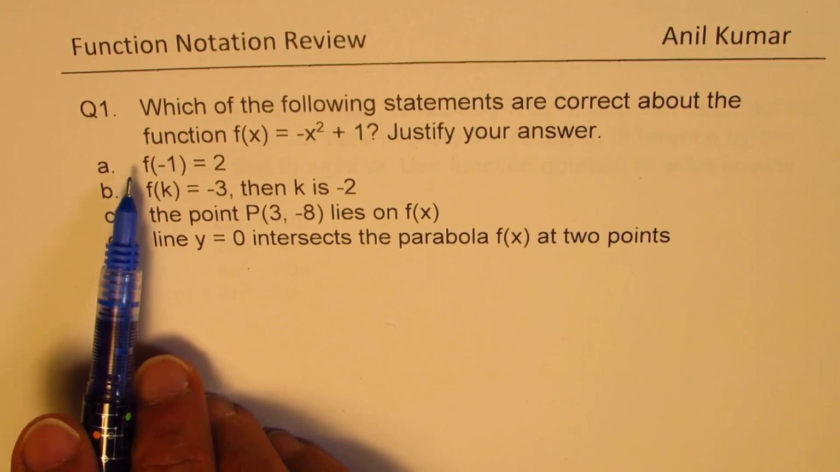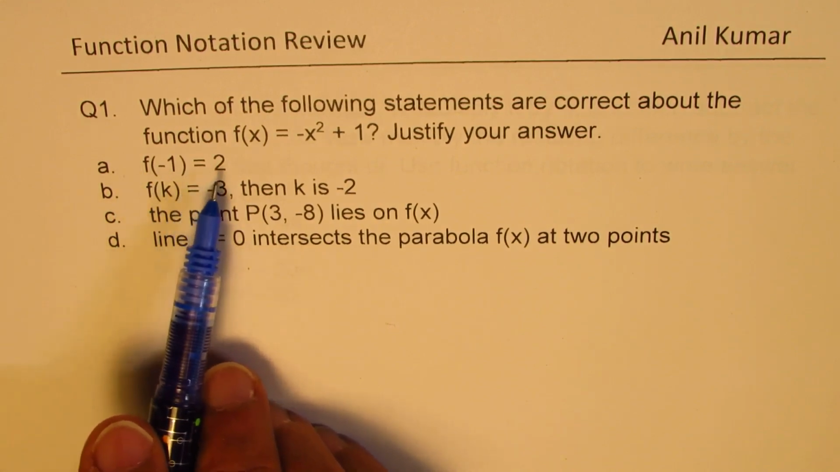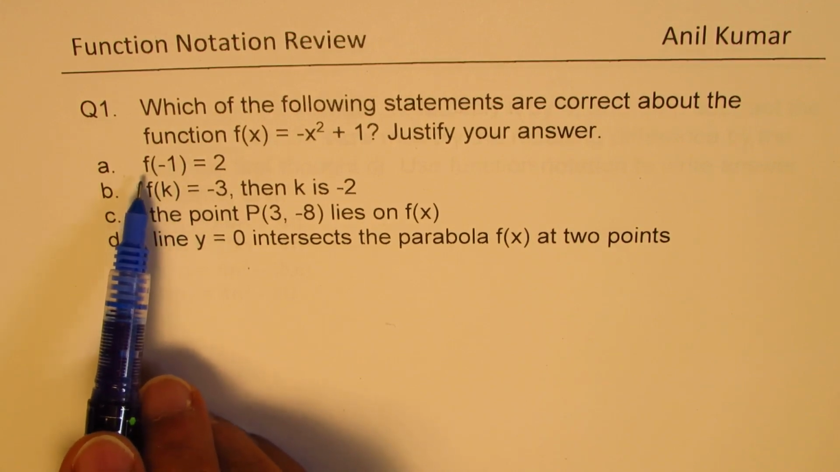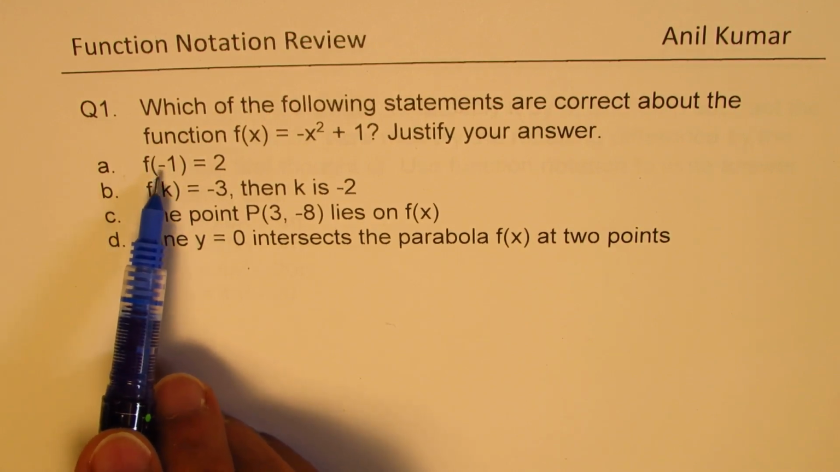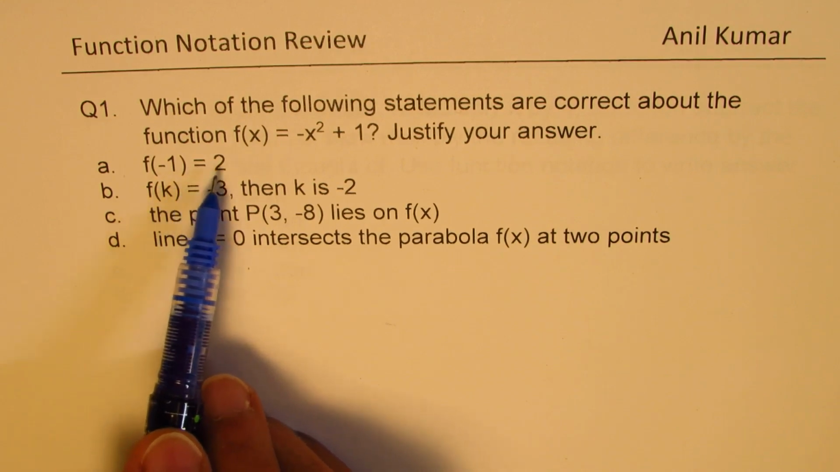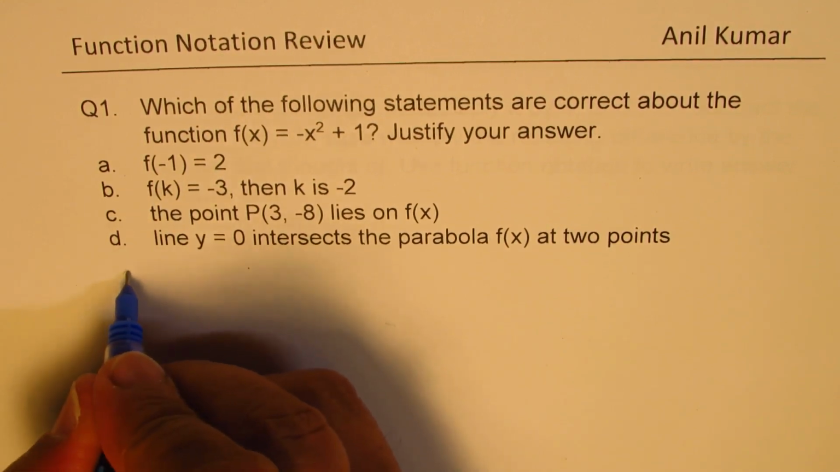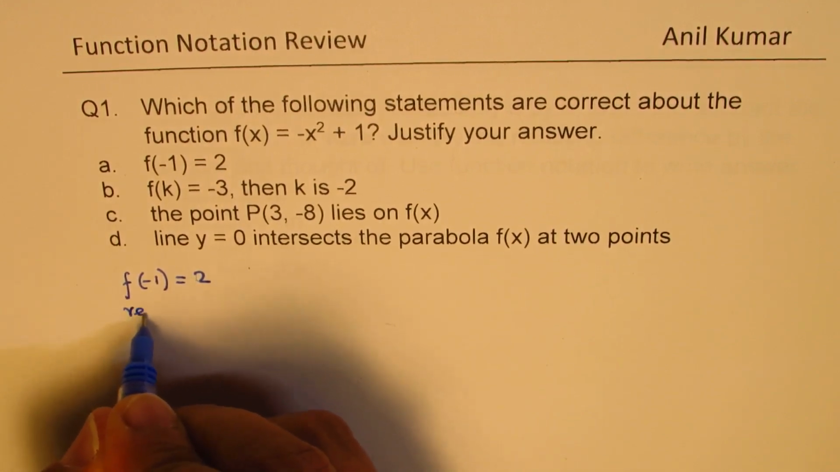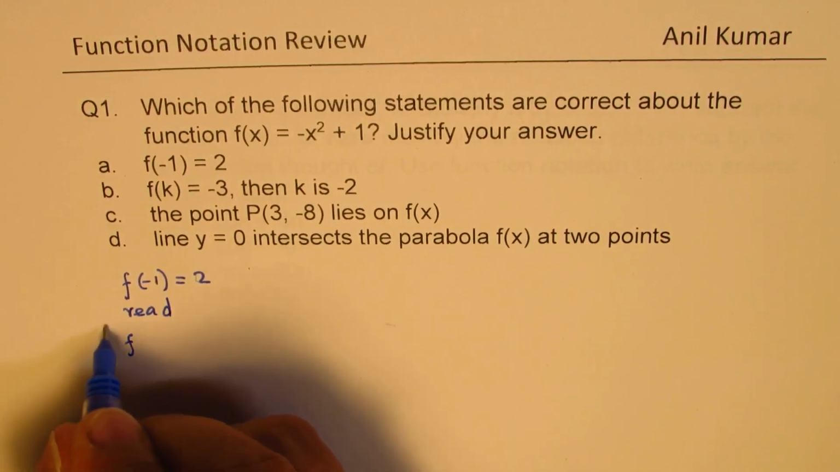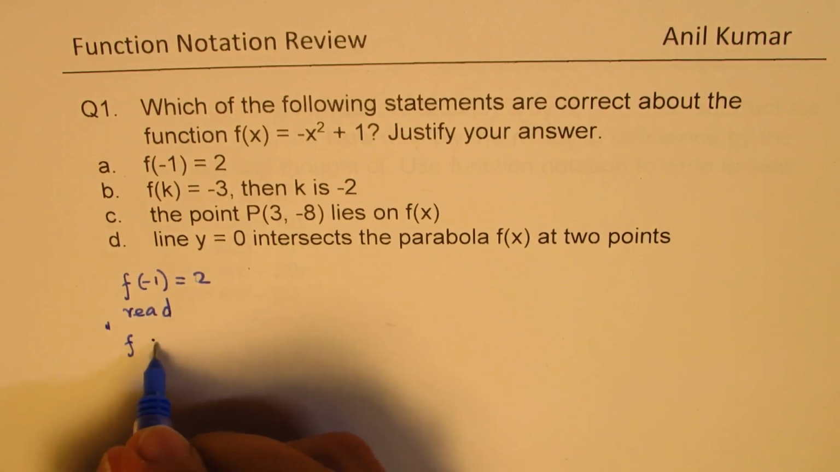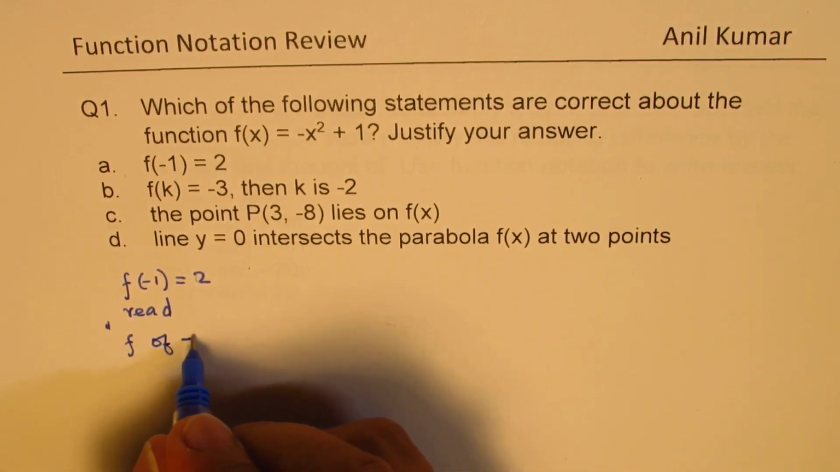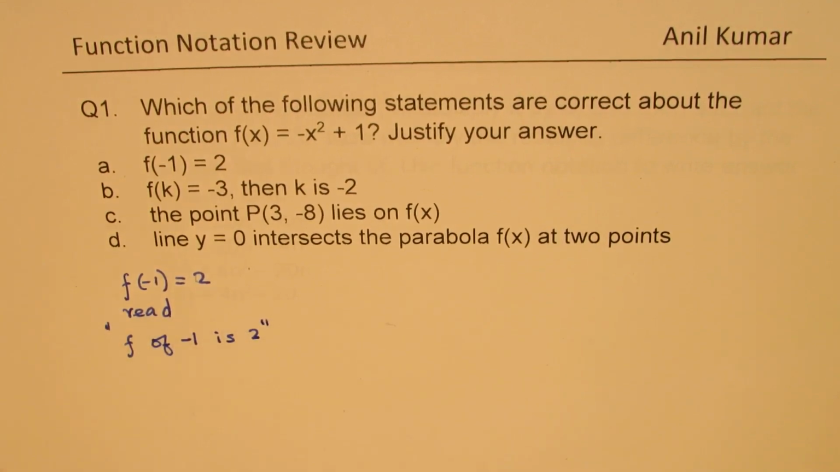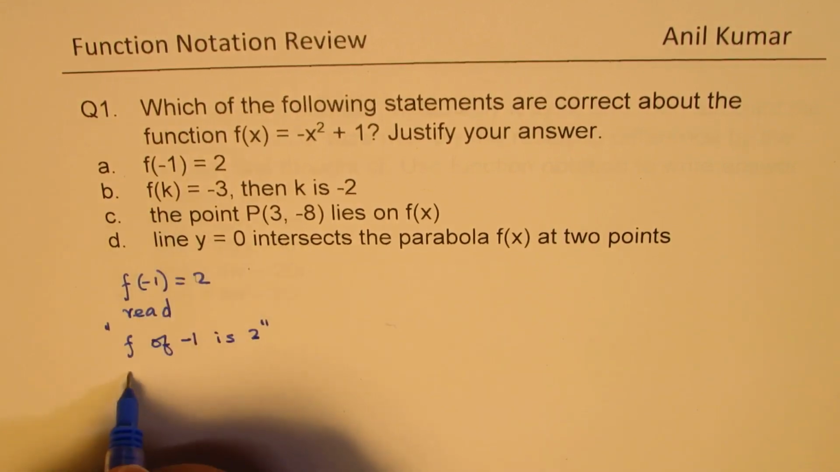A. F of minus 1 equals to 2, right? So when you read this, we really mean the value of the function at x equals to minus 1 is 2. That is what we mean. So when we write f of minus 1 equals to 2, you should read this as f of minus 1 is 2, right? So that is how you should read, and it means what?